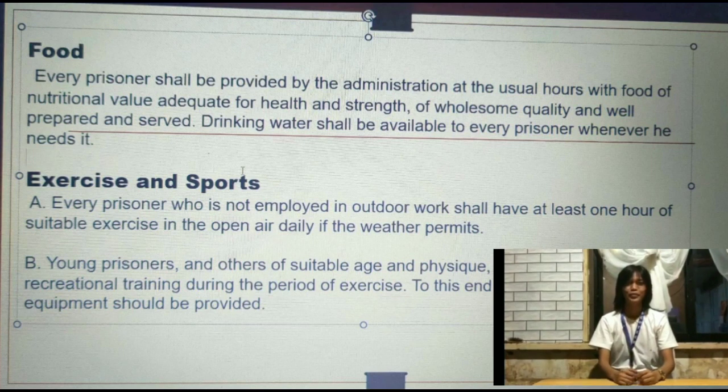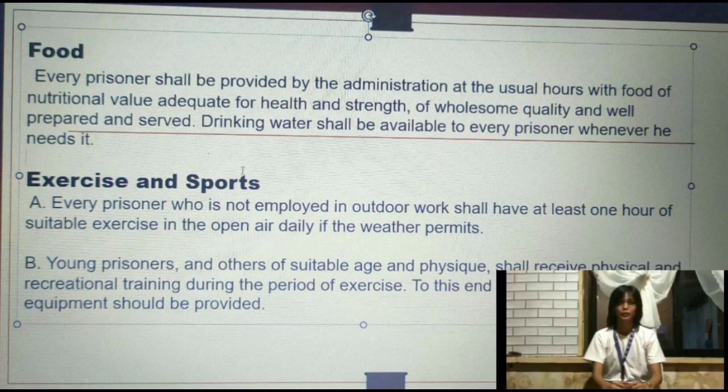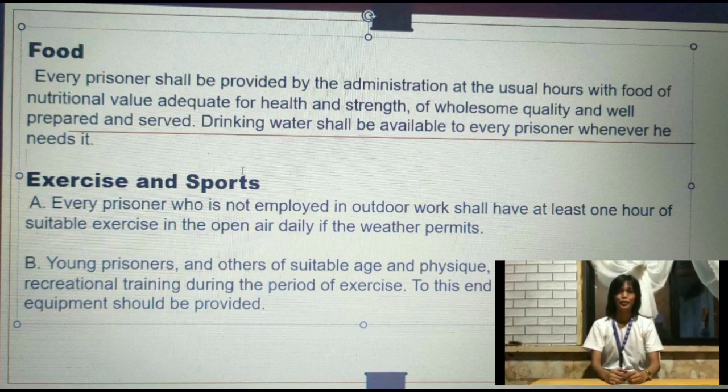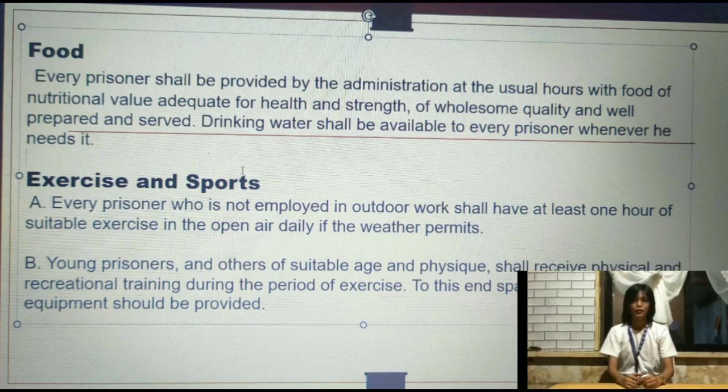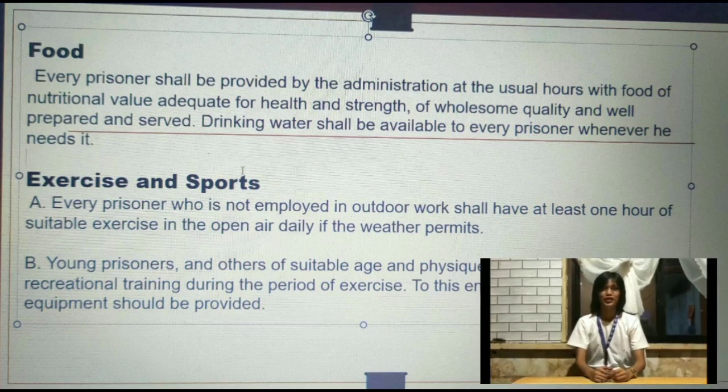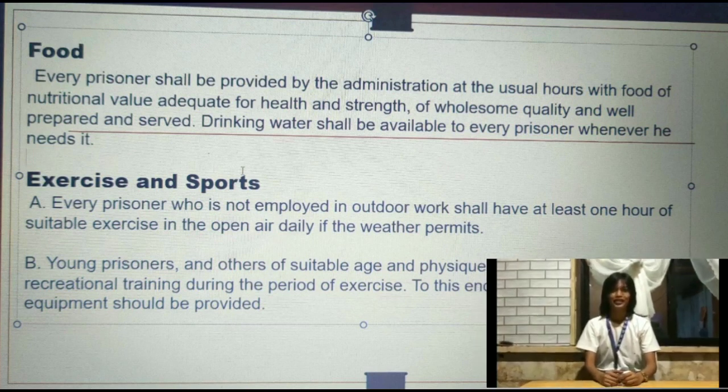When it comes to food, prisoners should be well provided with good nutritional value. Also, drinking water shall be provided whenever a prisoner wants it. Exercises and sport. To ensure a healthy body, prisoners are also pursued to have exercise or play sports. A. Every prisoner who is not employed in outdoor work shall have at least 1 hour of suitable exercise in the open air daily if the weather permits.